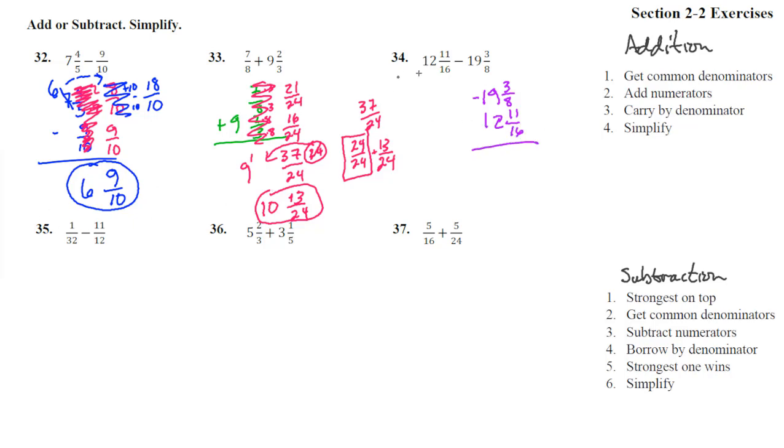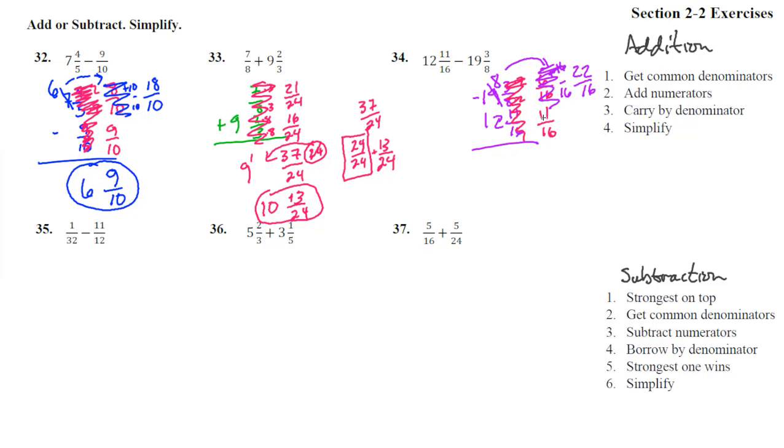Okay, now we have to get a common denominator. So make them both 16ths. 8 times 2 is 16. So that one won't change at all. So we get 6 16ths. And 11 16ths. Okay, so this is now gone. Negative 19 6/16. 12 11/16. Good. Now we have to subtract the numerators. 6 minus 11. We can't do that without borrowing. So we're going to take away 1 here. That's an 8. And over here, again, it says borrow by denominator. So that is that we're going to add 16 16ths over here. So we actually have 22 16ths over here, and that guy's now gone.